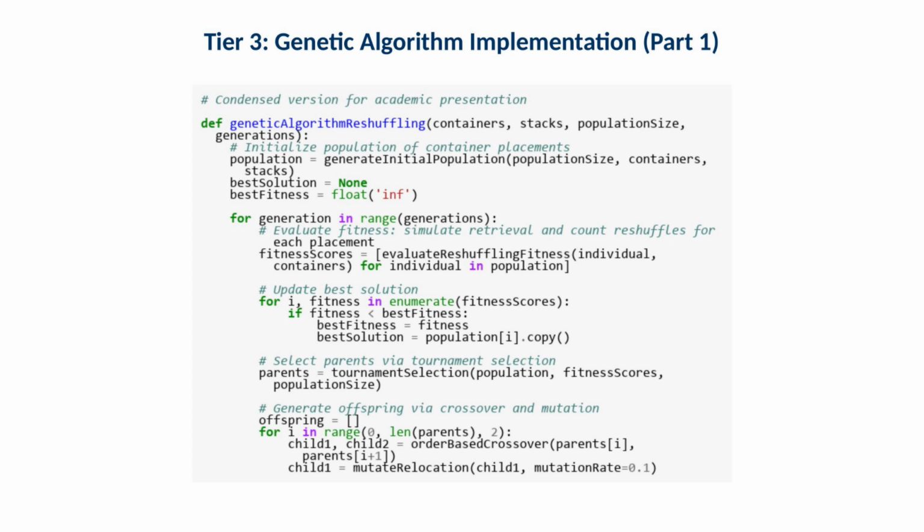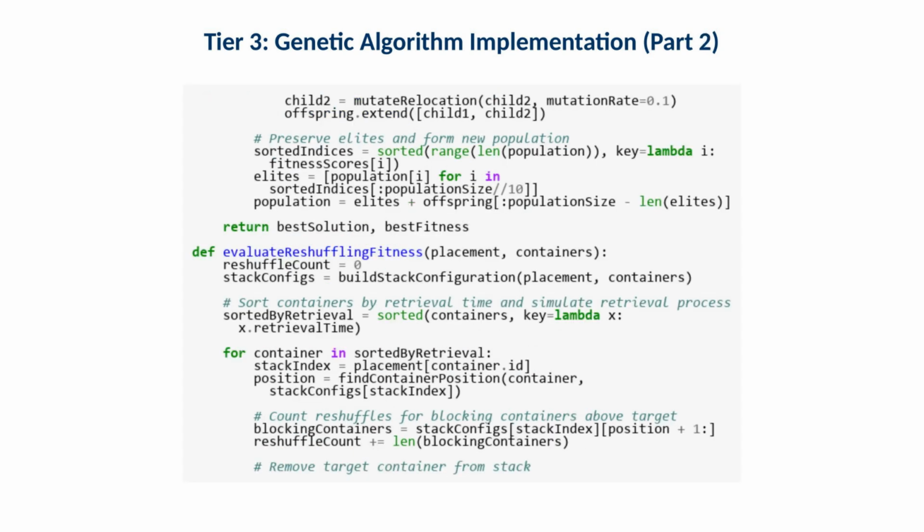Operationally, focus on how the solution is represented and how fitness is computed. If fitness does not reflect real reshuffling work, the algorithm will optimize the wrong behavior. This slide continues the code implementation. Operationally, pay attention to how the algorithm enforces feasibility during crossover. A plan that violates capacity or duplicates assignments is not useful, even if it looks good numerically.